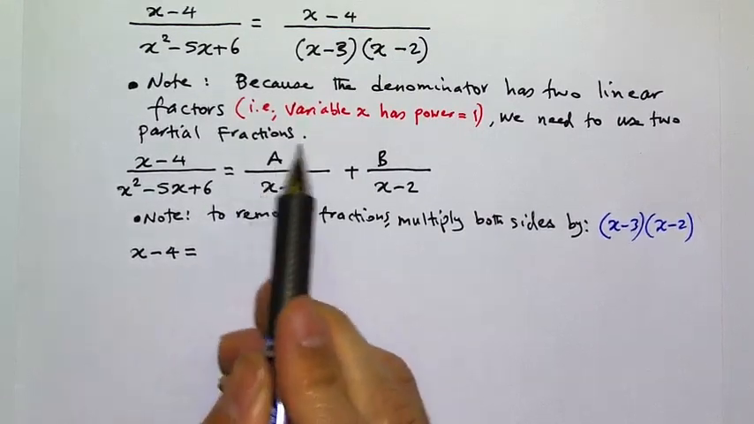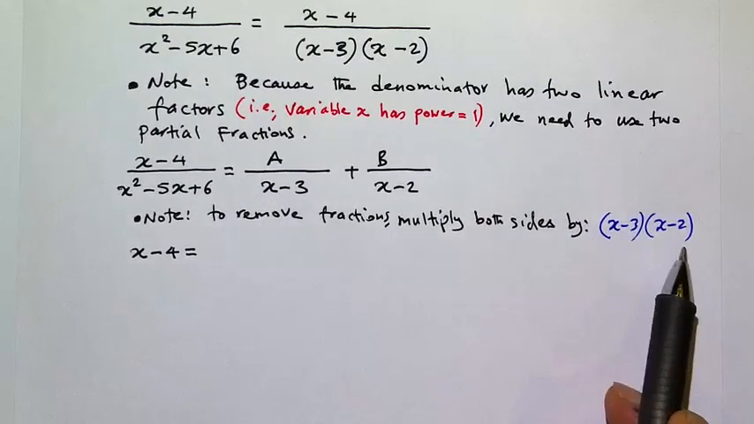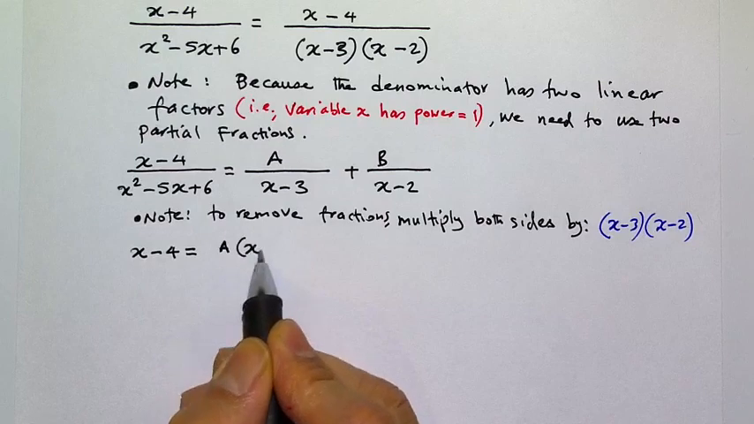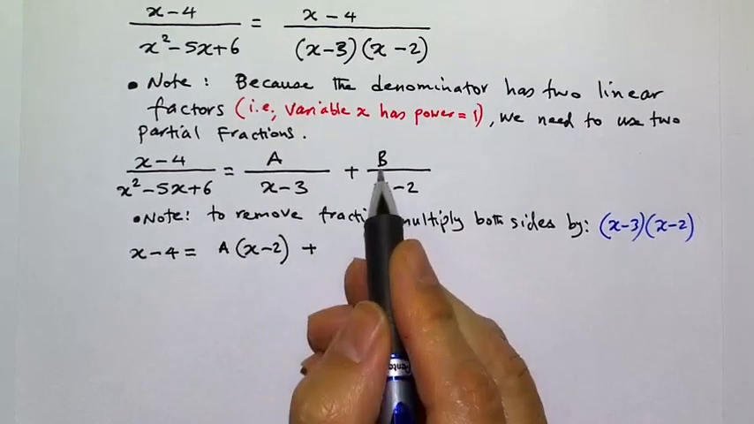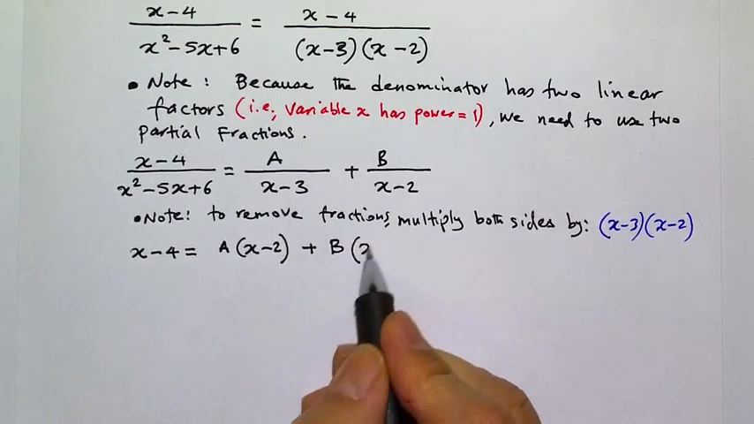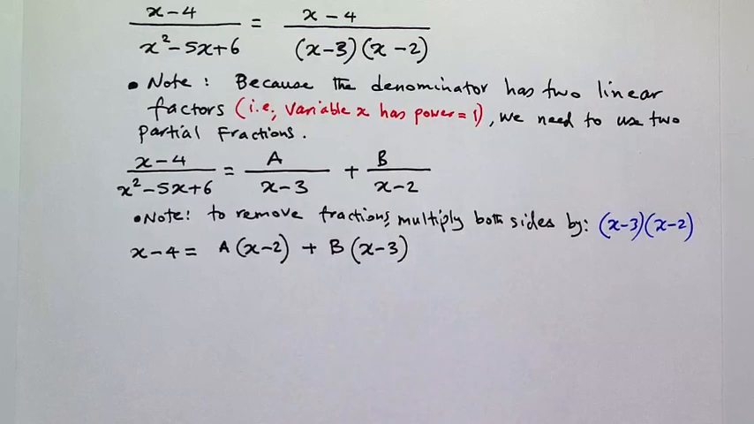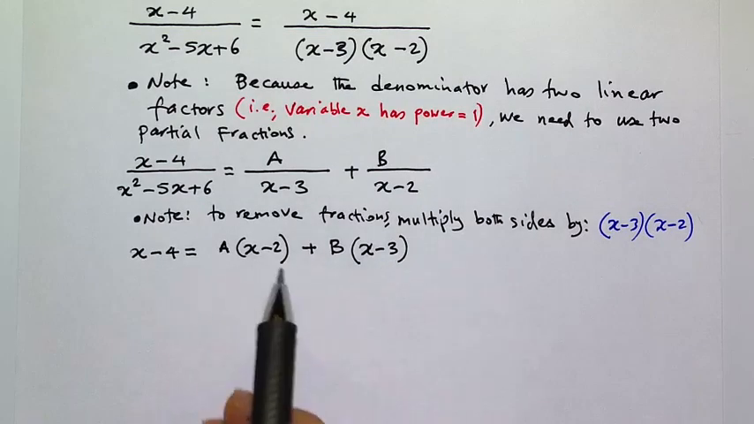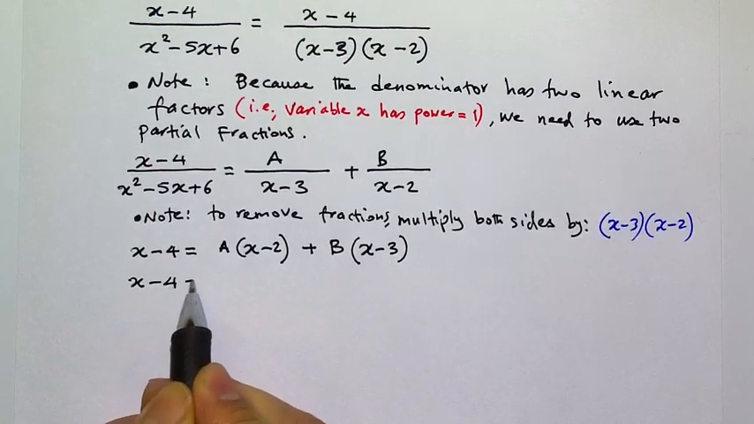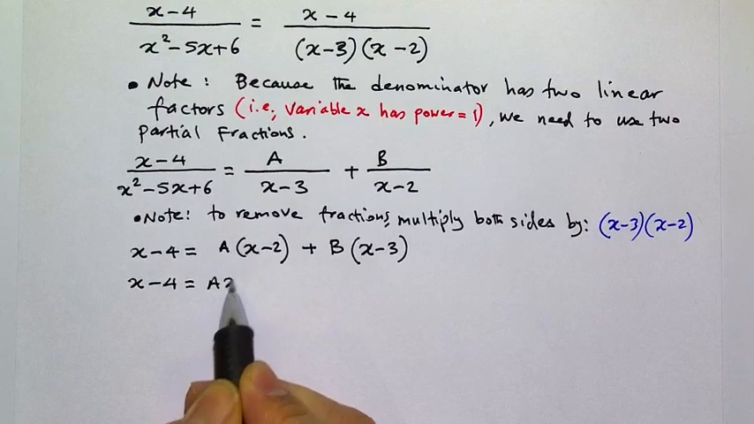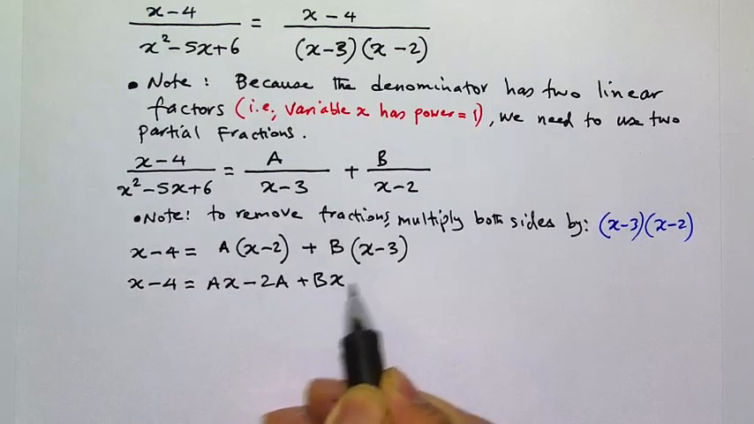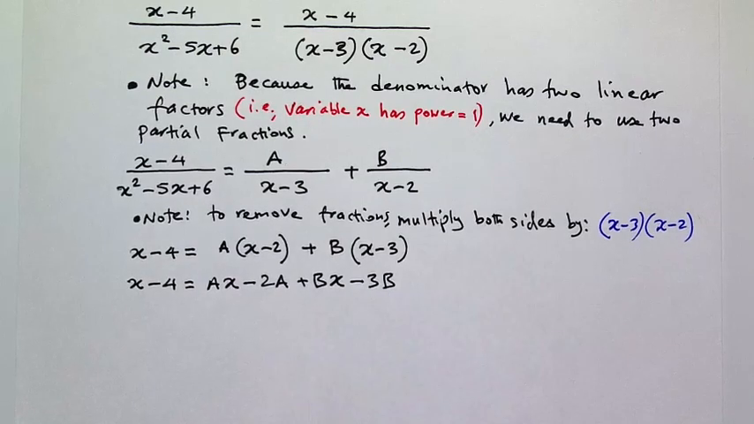On the right, if you multiply this fraction by that, x minus 3's cancel out. We end up with a times x minus 2, and then plus b times x minus 2 will cancel out. We end up with b times x minus 3, like that. Okay. Now on the right side, let's distribute and simplify a little bit. So we have ax minus 2a plus bx minus 3b.